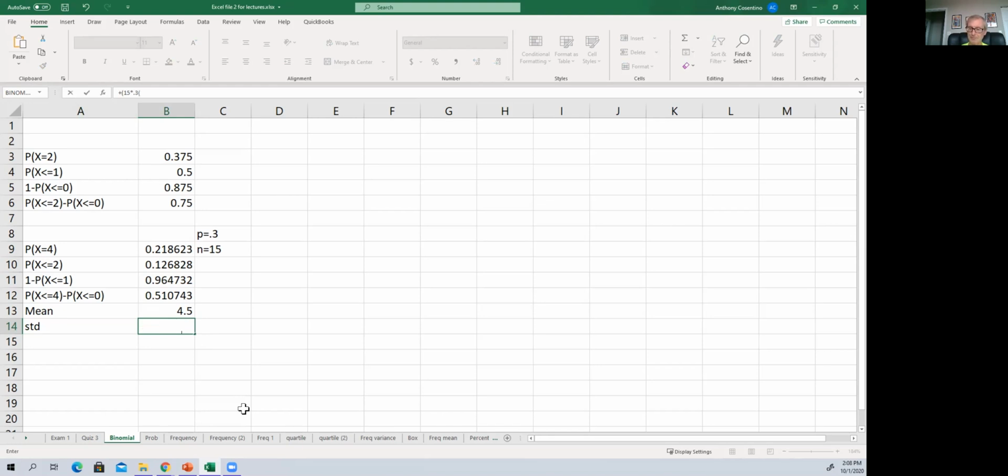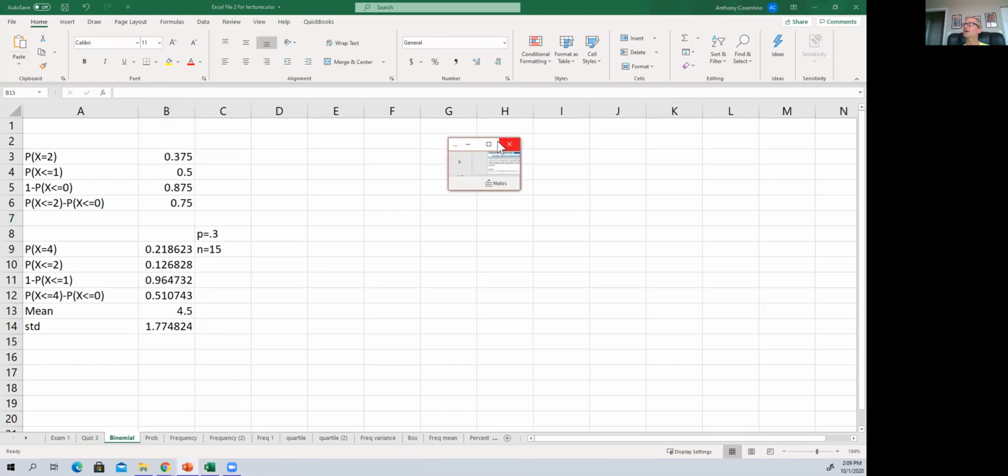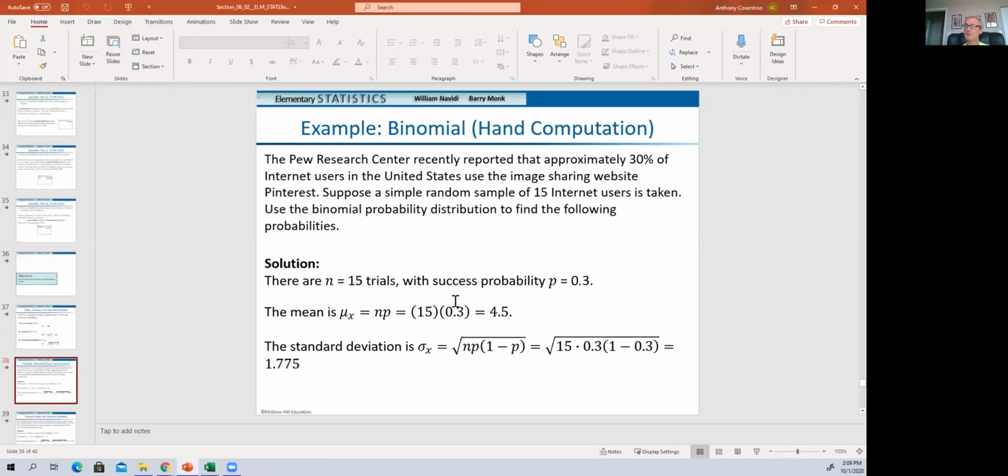Or if you wanted to let the machine do it, you have to put another parenthesis in there to multiply those together. I forgot my multiplication sign, so let me stick that in there. And then you want to close the parenthesis. To do the square root, it's the exponent, and the exponent for a square root is 1/2. So I type in 0.5, and you can see you would get 1.775. And if you took a look at the calculations that are in here, you get the exact same answer.